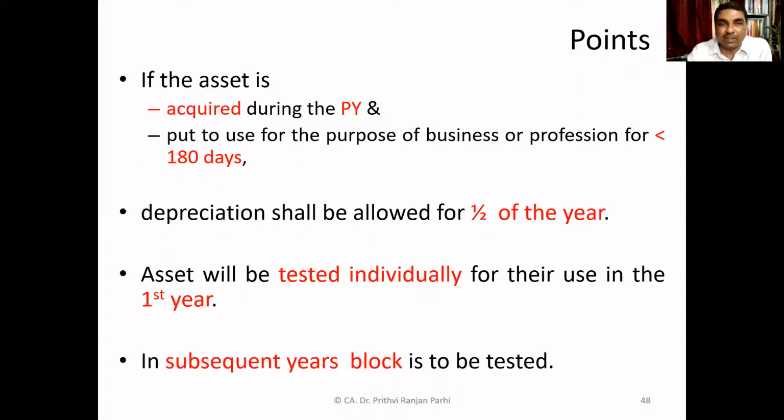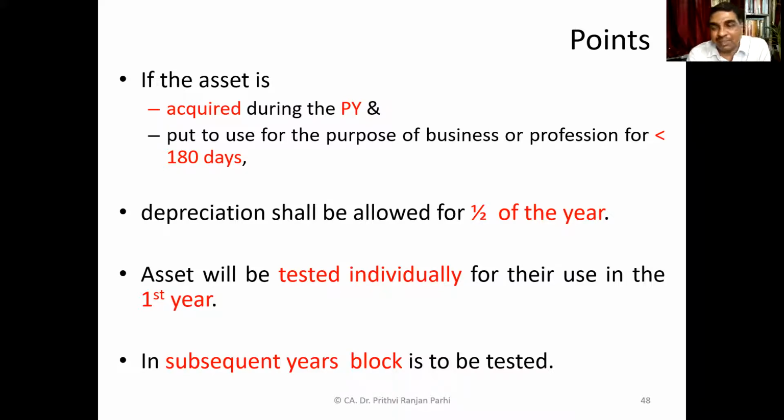A few related points on depreciation we also discussed. If the asset is acquired during the previous year and put to use for less than 180 days, then not full depreciation, half of the depreciation will be charged. For example, let us say one car is acquired in the month of August. It is used for more than 180 days, because from August to March you have to calculate, it's more than 180 days, and full depreciation will be charged.